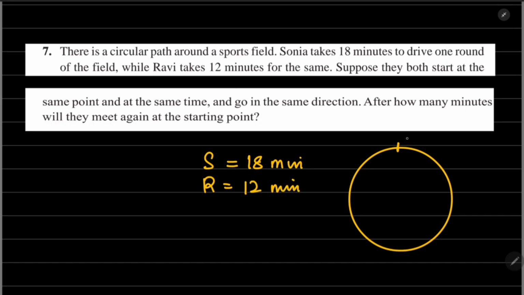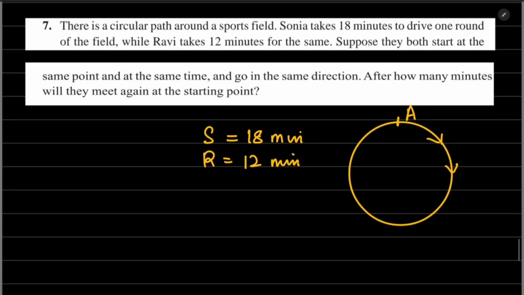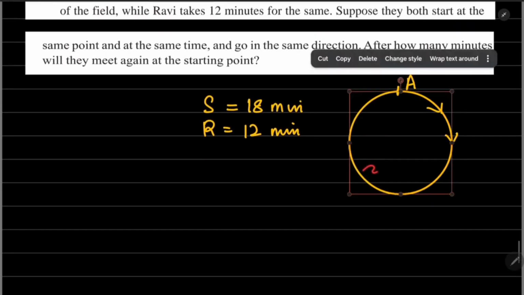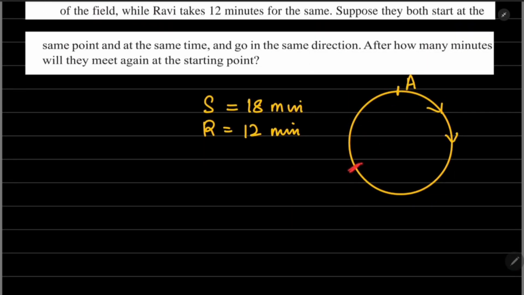Suppose they both start at the same point A and they go in the same direction and at the same time. After how many minutes will they meet again at the starting point? So very easy. Sonia takes a longer time. Sonia takes 18 minutes, but Ravi takes 12 minutes. So by the time Ravi completes one round, that is in 12 minutes, Sonia would not have completed the first round. She would have passed through the first half.